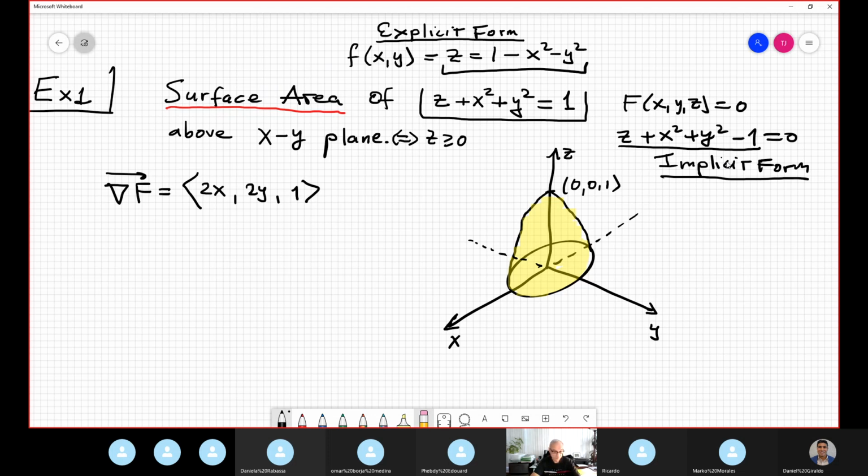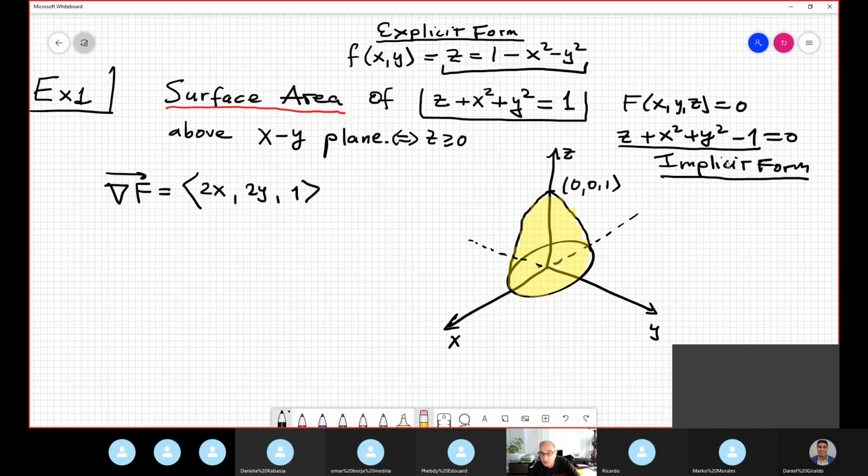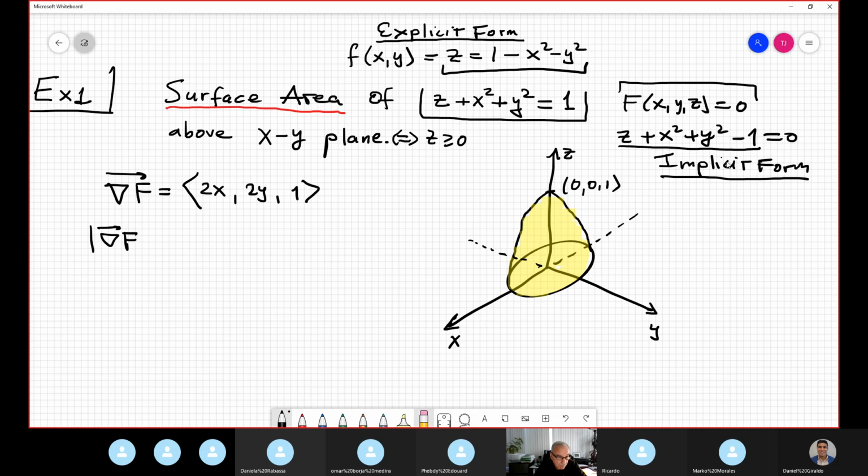Do you understand this or no? Partial derivative of the implicit formula. All good. Okay, I find the magnitude. This guy. The magnitude is square root 4x squared plus 4y squared plus 1.